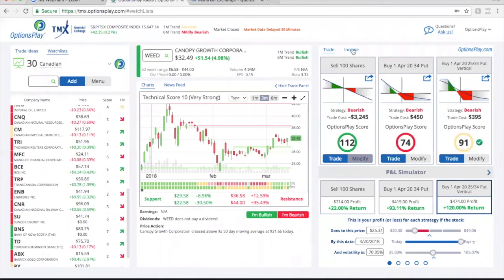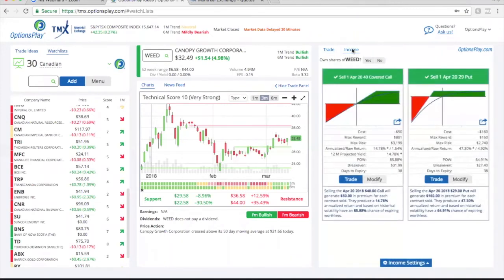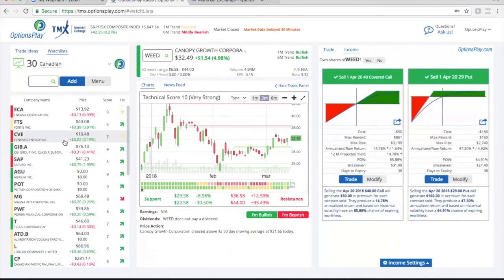So now what I really want to do is jump towards the income tab. This is probably where many of you will start out, especially if you're brand new: selling covered calls against the stock that you currently own, because many of you probably already have the stock. So this is a strategy that you can deploy immediately. And all you have to do is set up a watch list with all the stocks that you currently own.